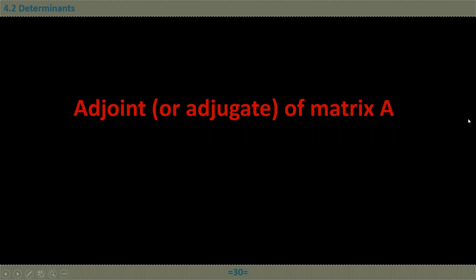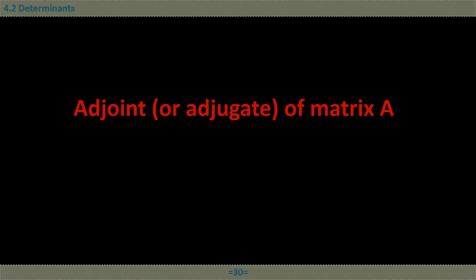All right. In this video, we'll talk about the adjoint or adjugate of matrix A. That is about finding the inverse of a matrix using determinants. If you remember, when we talked about matrices, we studied how to find the inverse of a matrix by Gauss elimination methods. Here we're going to learn another method using determinants.